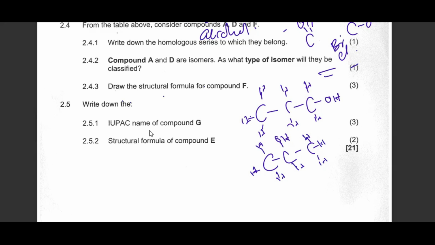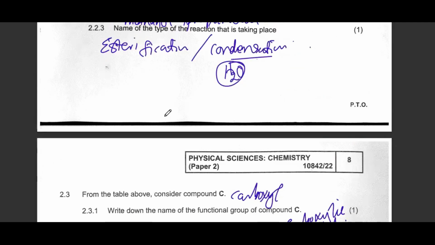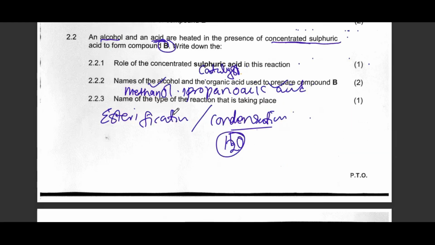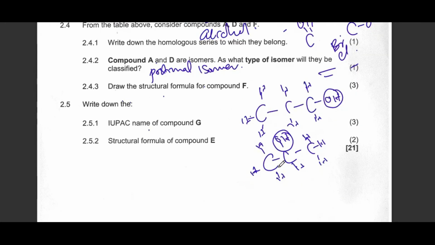because these are the same alcohol, same number of carbon atoms, same functional group, but what is changing is the position of this functional group. Therefore, it becomes a position isomer. So this answer is going to be positional isomer. Write down the structural formula of compound D. Compound D, that's exactly what I've drawn here.